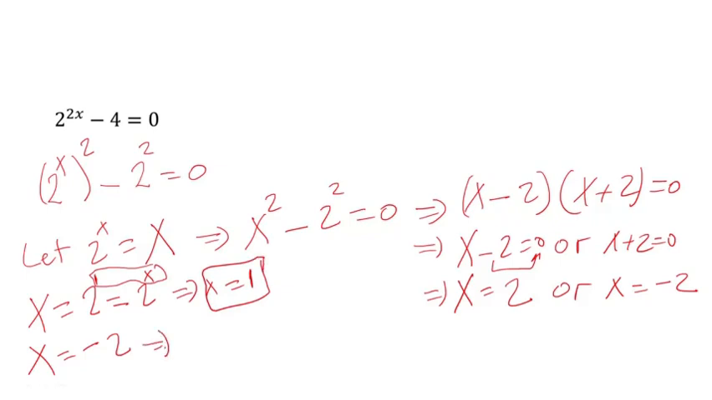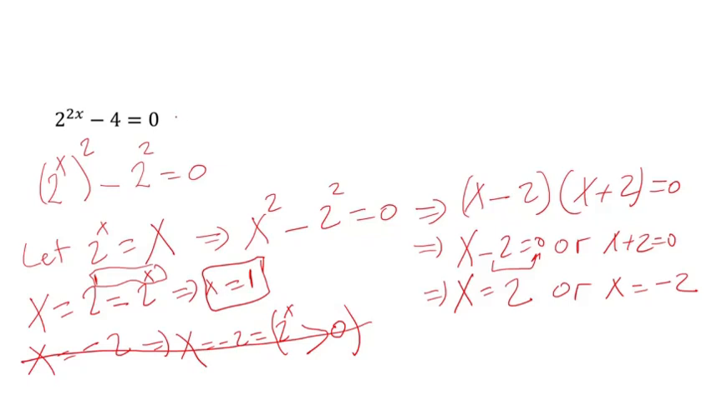This other one means large X is equal to negative 2, and we replace large X with 2 to the power of x. We know this 2 to the power of x will always be positive, because 2 to the power of whatever is always positive. So this will not be a solution, and I'll cross that out. So I obtained x equal to 1.